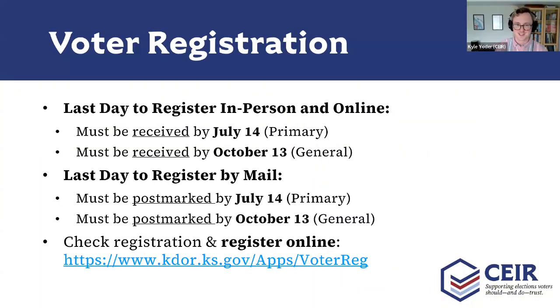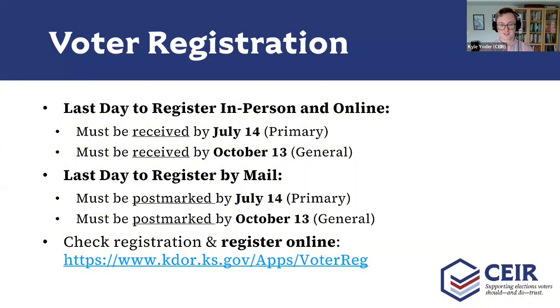Let's talk about voter registration in the state of Kansas and what voters need to do in order to make sure that they're ready to cast a ballot in either the primary or the general this fall. The last day to register in person or online in the state of Kansas before the primary is July 14th. Before the general is October 13th. This registration must be received by the election office. So either you go in person or you go online and submit that registration by those dates.